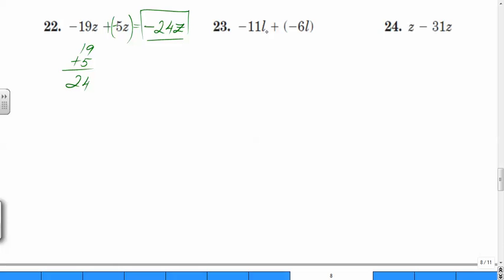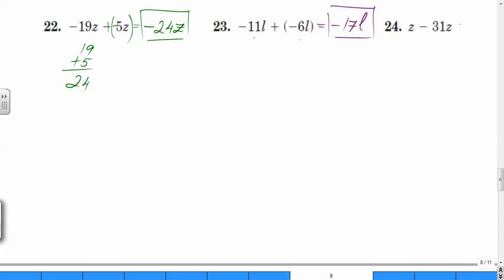Next problem, negative 11l plus negative 6l. They have the same sign. My answer will have the same sign. You add 11 plus 6, that will be 17. Do not forget about your variable, and you're done.